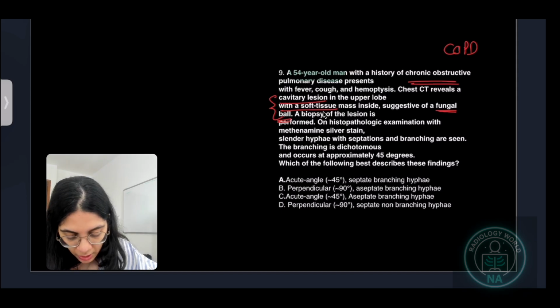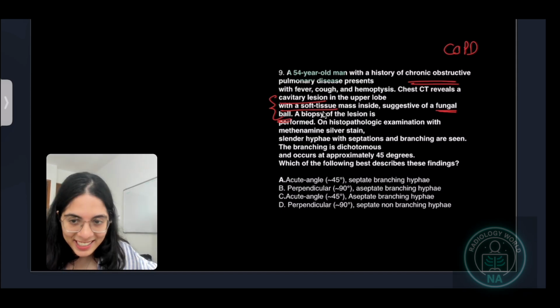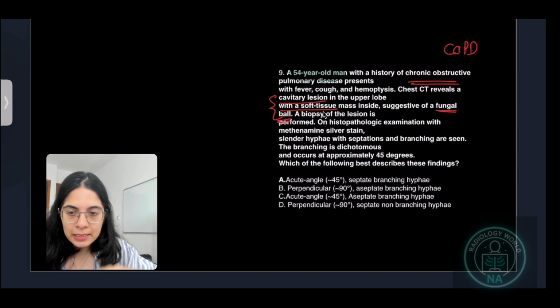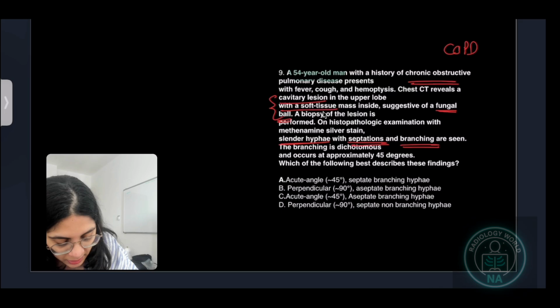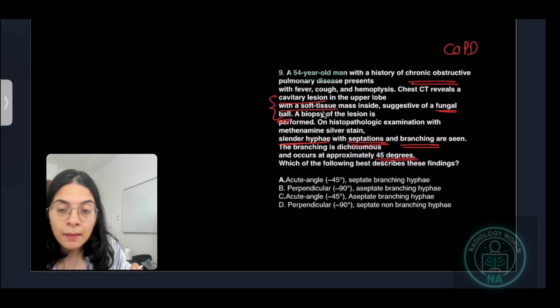A biopsy is performed, and on histopathological examination with methenamine silver stain. Again, very important point: methenamine silver stain is used basically to test for the fungal elements of Aspergillus. There are some slender hyphae with septations and branching seen. The branching is dichotomous and occurs at approximately 45 degrees. Which of the following best describes these findings?